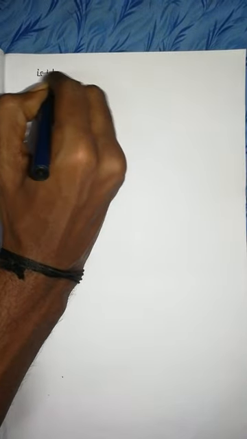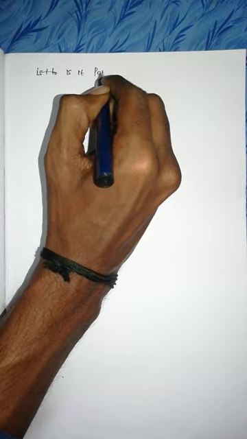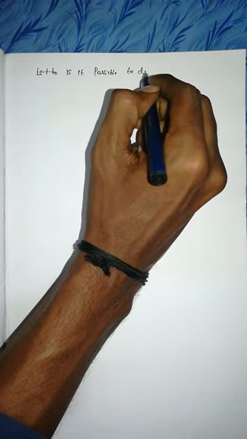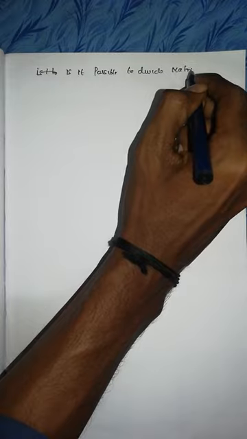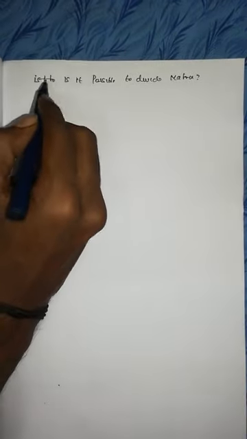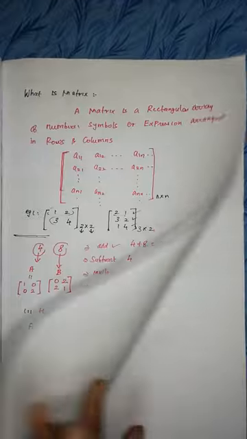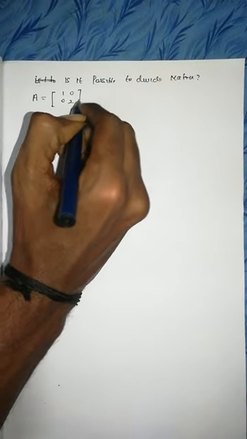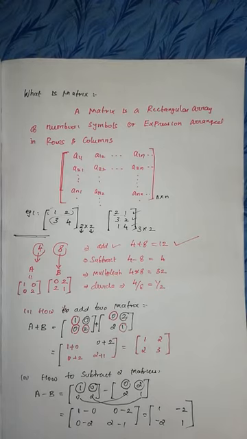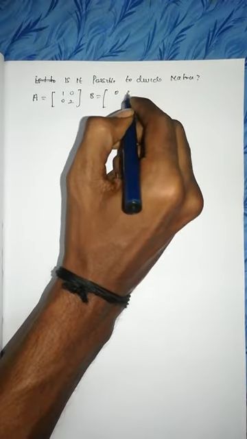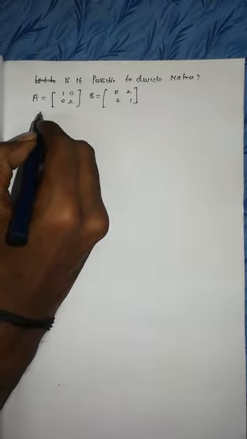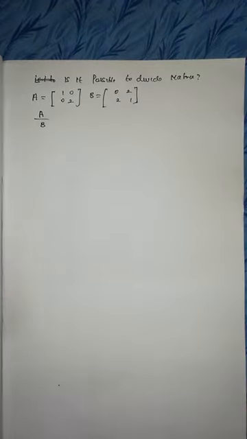Now this is the important question. Is it possible to divide a matrix? Is it possible to divide two matrices? Suppose I take the same example, which is A as 0, 1, 0, 0, 2, and B matrix as 0, 2, 1. Now, is it possible to divide the two matrices?